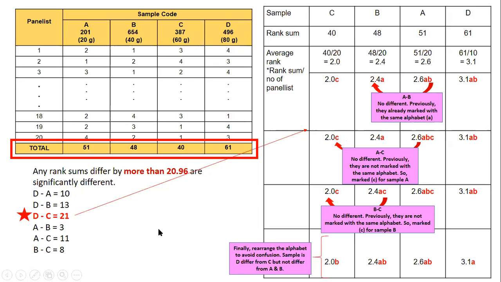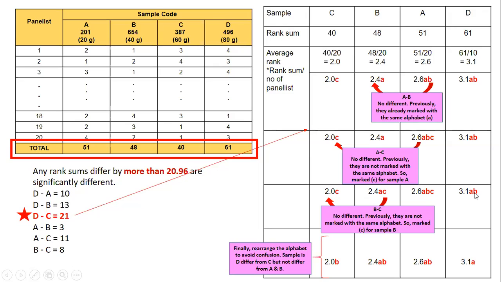Okay, proceed lagi. The last one, between B and C, no significant difference. Bawa turun maklumat tadi. Okay, asalnya sample B got A only, while sample C got C. Now, between B and C, no significant difference. So what to do? They must have the same alphabet. So sini ada A, tambah je lah dengan C supaya dia sama dengan sample C. Okay, so dia tidak ada significant difference. So finally, you akan dapat macam ni.